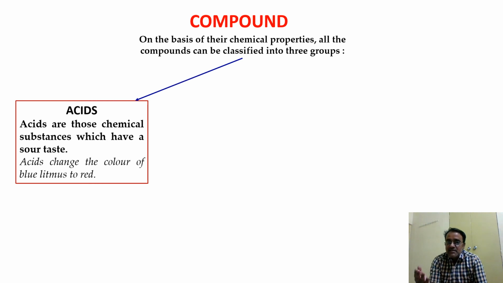Acids are those chemical substances which have a sour taste. The taste that is khatta is called sour taste. And acid changes the color of blue litmus to red.